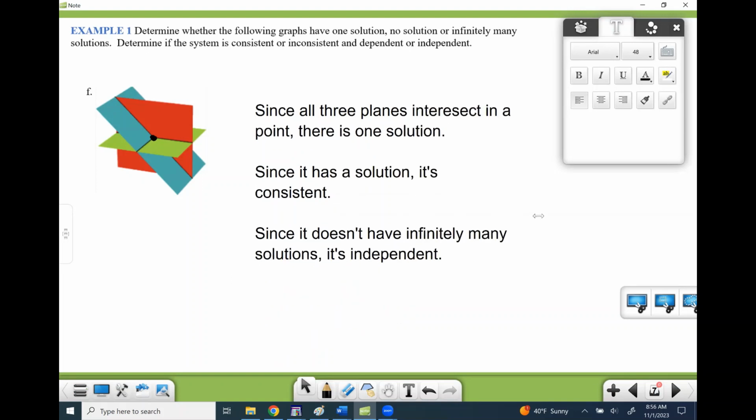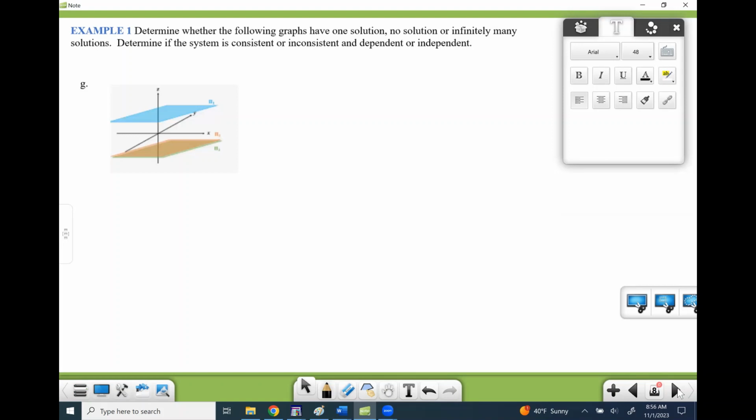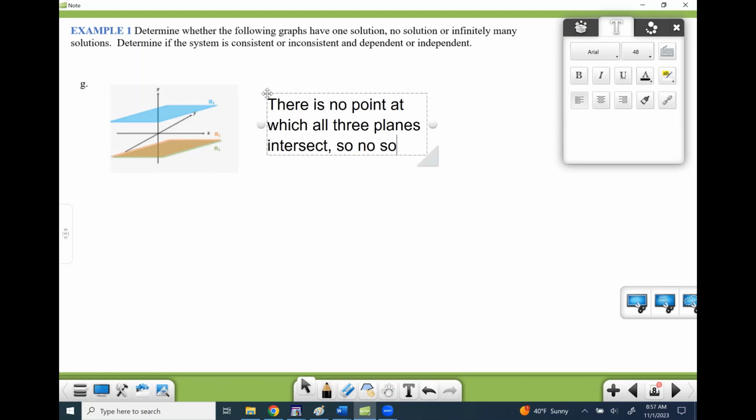Okay, we have one more here, you guys. So in this case, we actually have coinciding planes. Plane B2 and B3 are right on top of each other. That's what that's trying to show right there. So they intersect in infinitely many spots, right? But because this third plane is parallel to those two, there will be no point at which all three planes intersect. Okay. Then it's going to be inconsistent.